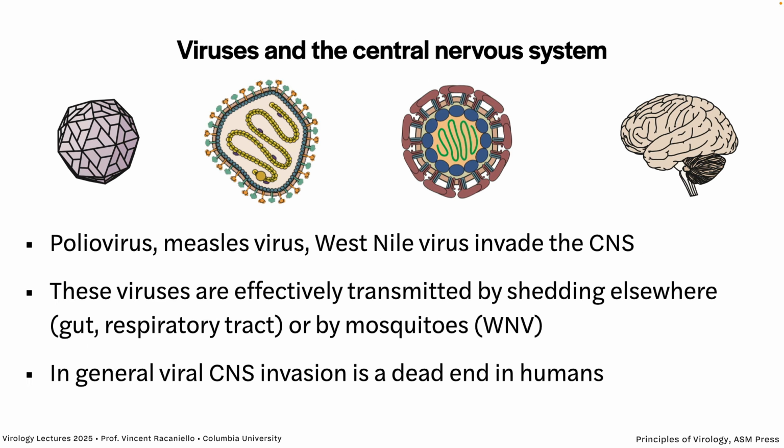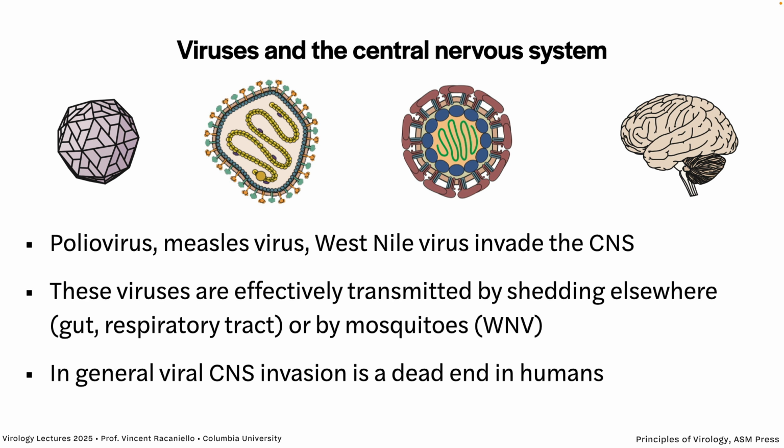All right, I want to end with this slide, talking about viruses and the central nervous system. I've told you today about several viruses that get into the CNS: poliovirus, measles virus, West Nile virus. These are effectively transmitted by shedding elsewhere. So poliovirus is shed from the gut, measles is shed from the respiratory tract, West Nile is picked up by mosquitoes.